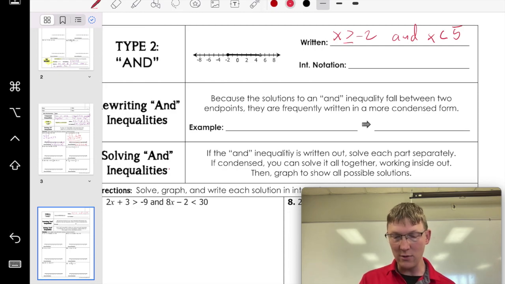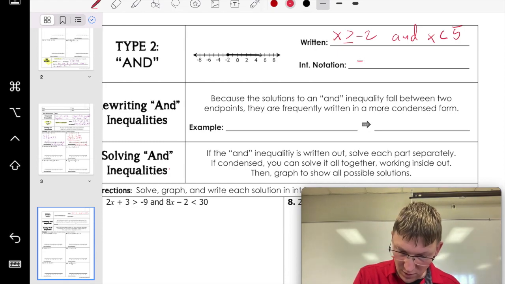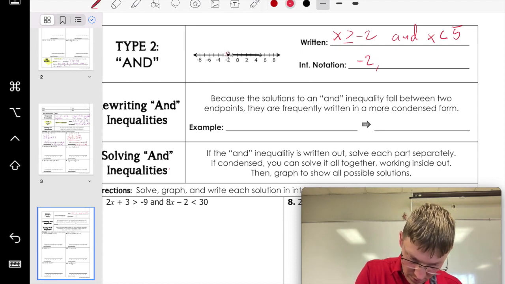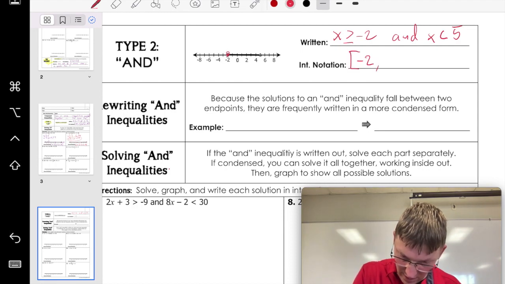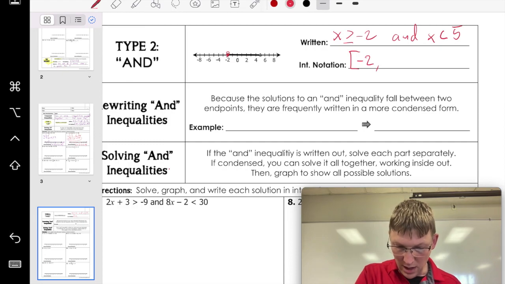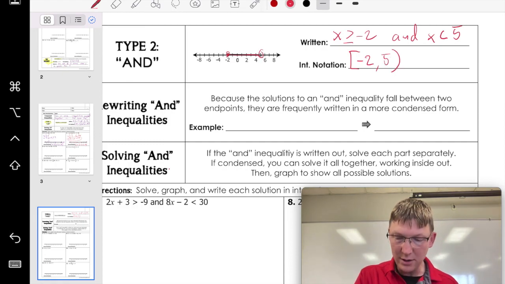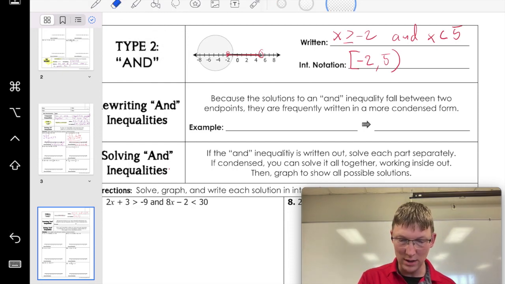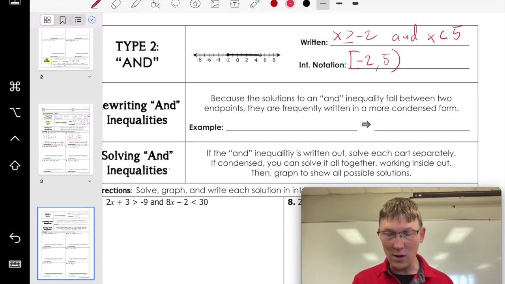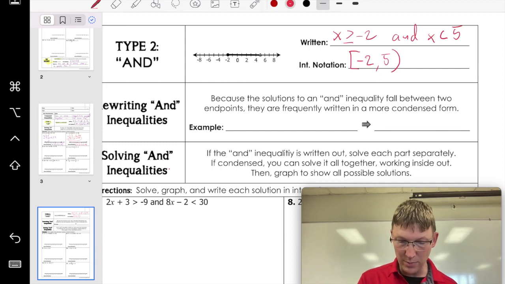So if we were to write that in interval notation, it's even easier. I love that part because it's just one single interval. It starts at -2 right there. It includes that, so it's a square bracket, and it goes until 5. But it does not include 5, so we use the parenthesis right there. So that's all. Because it's an interval, we can also shorten the written part of it.